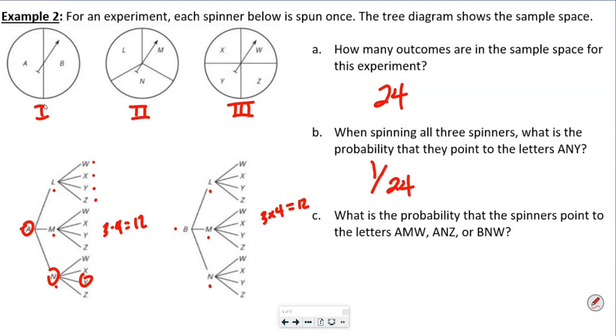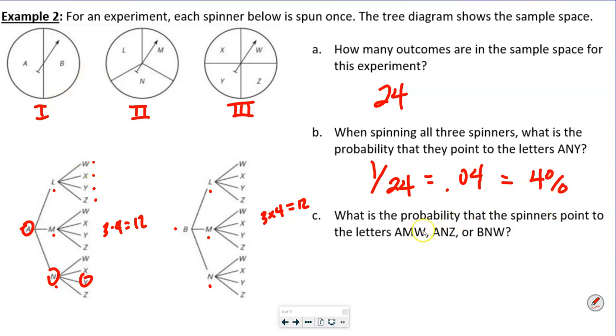Okay. Now, if we wanted to write this also as a decimal or as a percent, we could do that as well. So if we divided 1 by 24, we would get 0.04. And then remember, to get the percent of that, we multiply that by 100. So that's also equal to 4%. Okay?